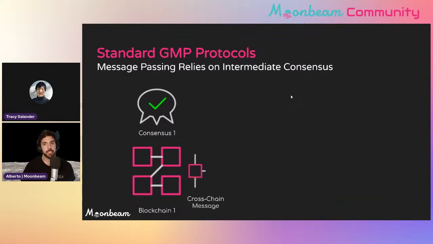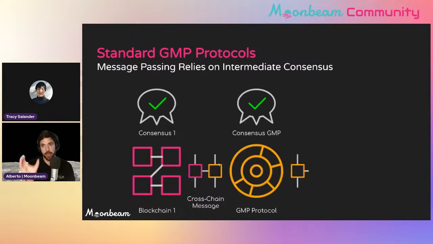And so message passing relies on these GMP protocols, which are basically intermediate consensus. Okay. So once blockchain one sends the message to blockchain two, this message will be picked up by this intermediate entity, which is this GMP protocol. And they also have their own consensus mechanism to agree whether this message is valid on the other blockchain that they're going to execute it on.